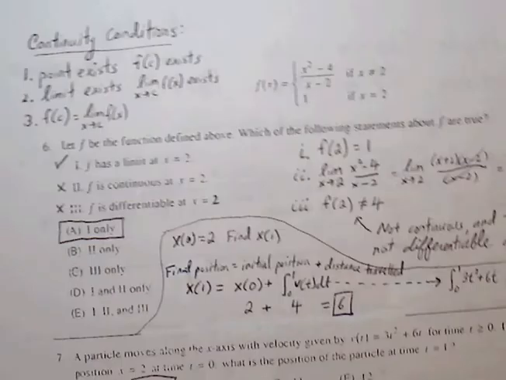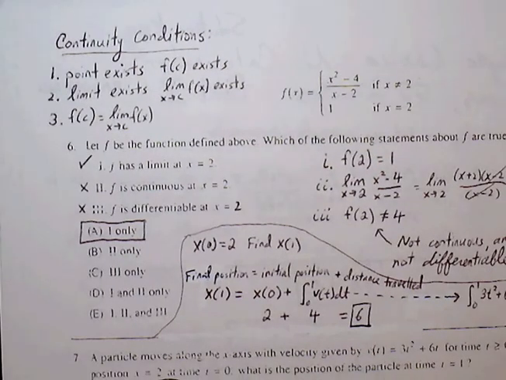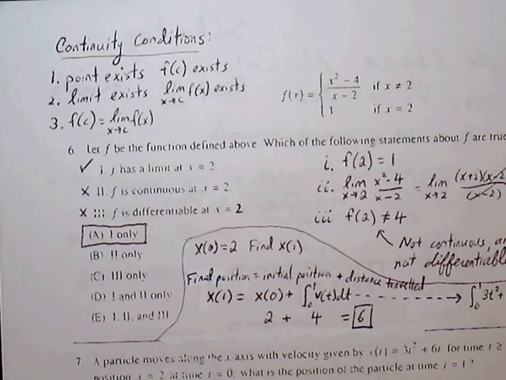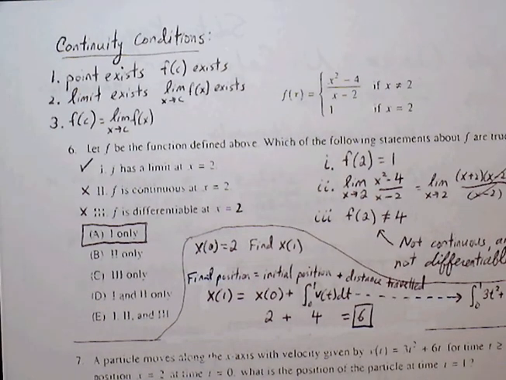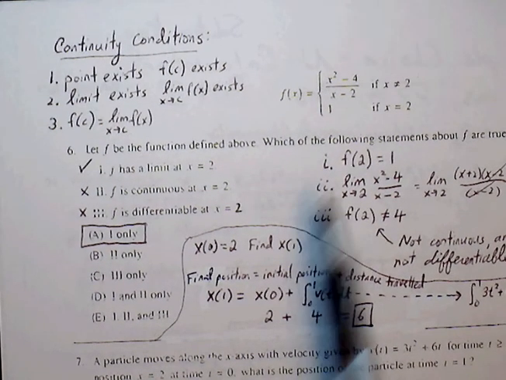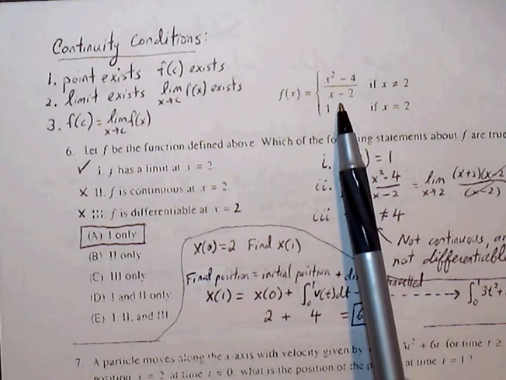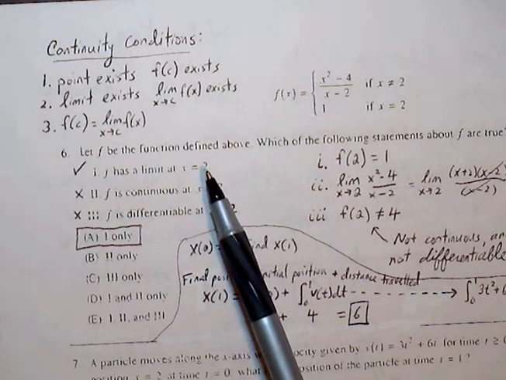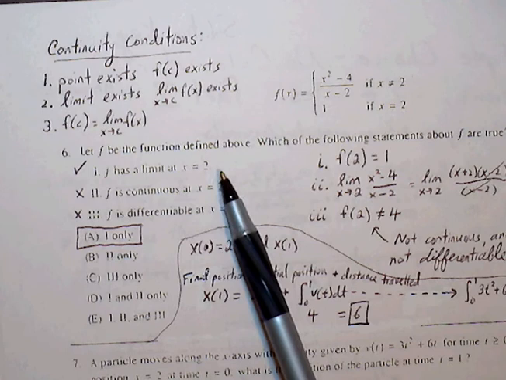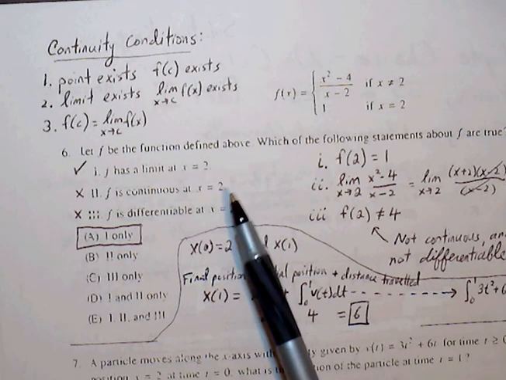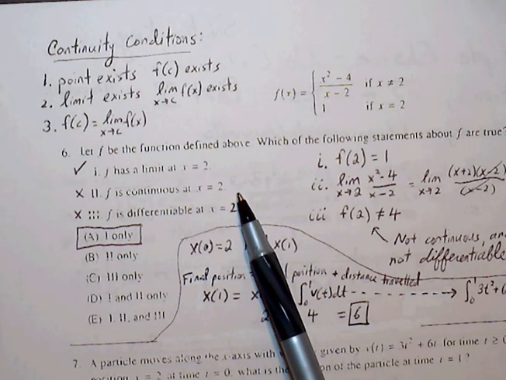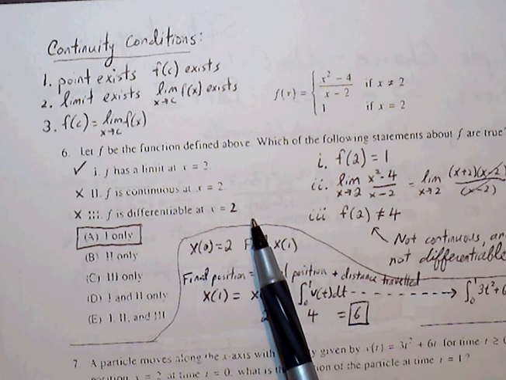Okay, number 6, it says let f be the function defined. Which of the following statements about f are true? So we have a piecewise function here, and we have 3 options here. The function has a limit at x equals 2, the function is continuous at x equals 2, and the function is differentiable at x equals 2.